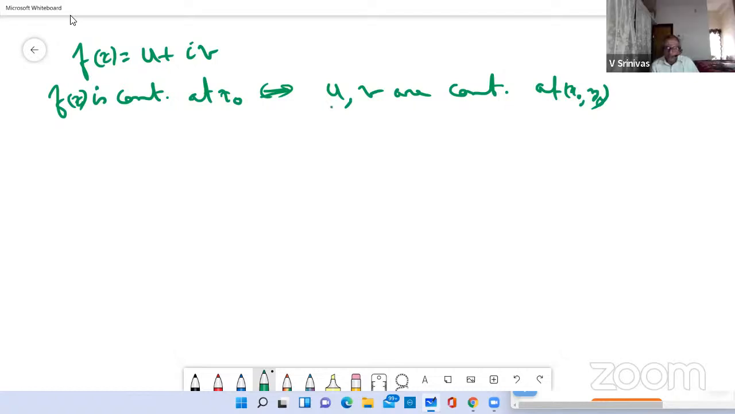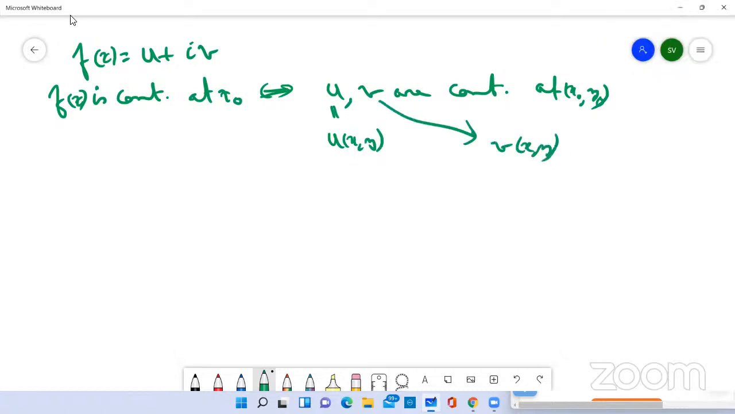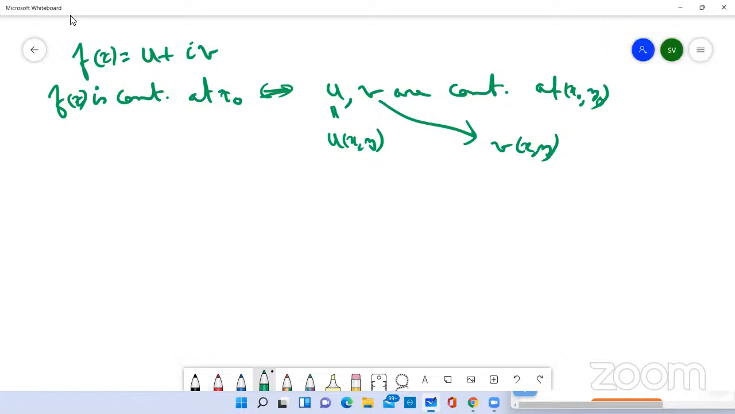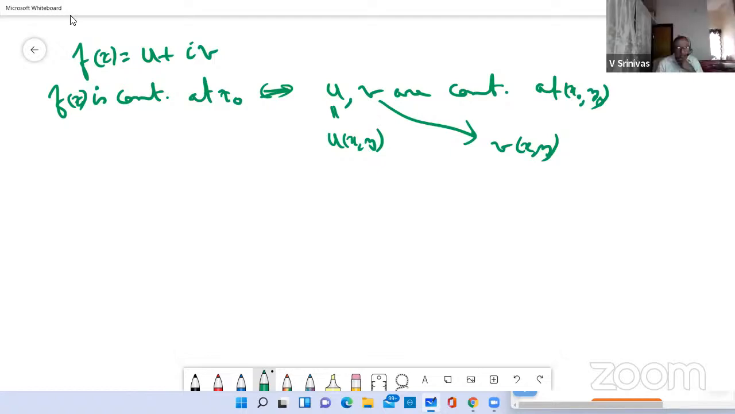And here u means u of x comma y. U is a function of two variables, and v is a function of two variables. So this is a real valued function; u of x, y is a real number. This is a real valued function of two real variables. So this complex case can be studied in terms of these two real valued functions, and vice versa.